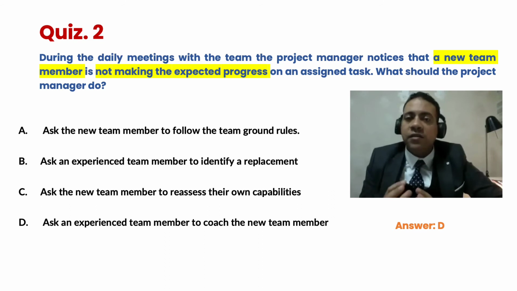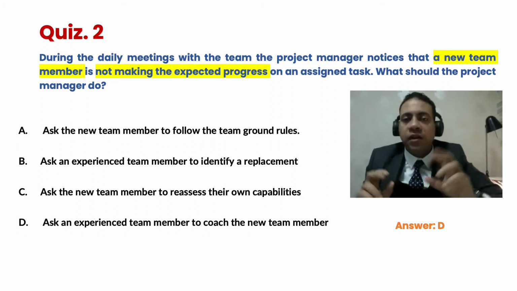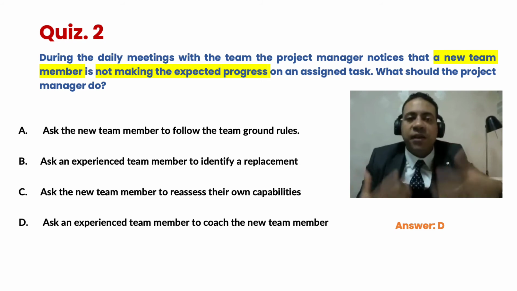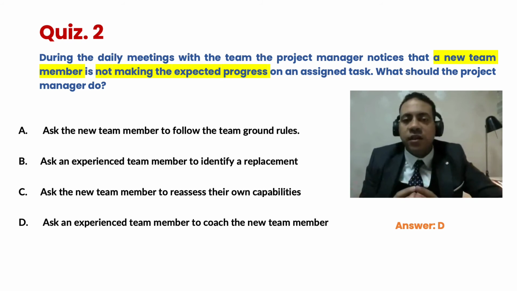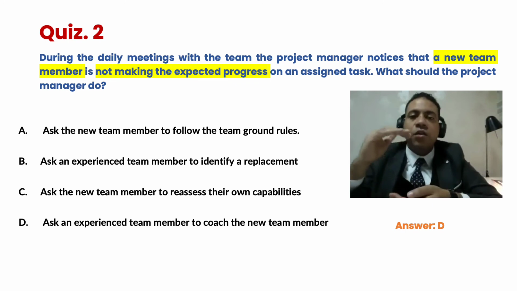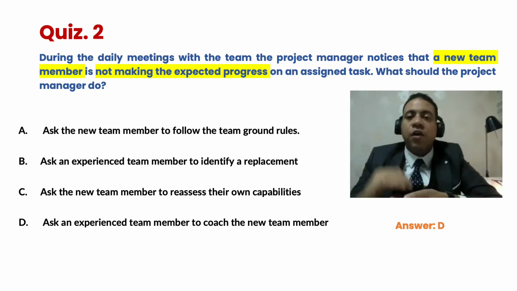Why? Because we have some keywords here: a new team member is not making the expected progress. So we have a problem with the performance of the team member, who is not making the expected progress on the assigned task. So the wise answer here is D, ask an experienced team member to coach the new team member. As we have mentioned before, coaching, mentoring, training, and pairing are about an experienced team member coaching the novice or less experienced team member.